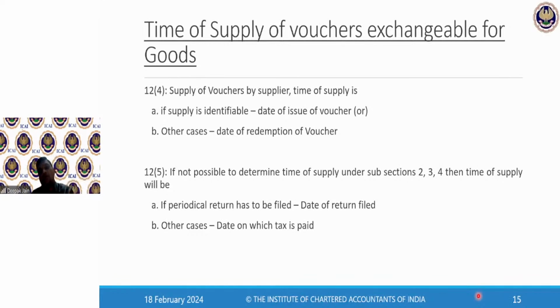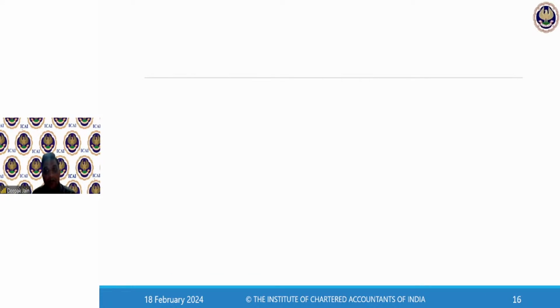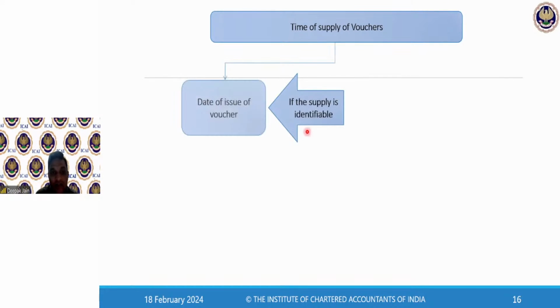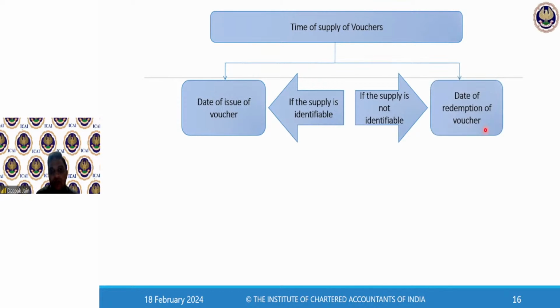So the time of supply for goods we have covered. Now we will understand again the time of supply for voucher for clarity. Where the supply is identifiable, the date of issue of voucher. Where the supply is not identifiable, then the date of redemption of voucher. Clear? As on the date of issue of voucher, do you know what will be the rate of tax and what will be the product? Yes, then the date of issue of voucher. If it is not identifiable, then the date of redemption of voucher.